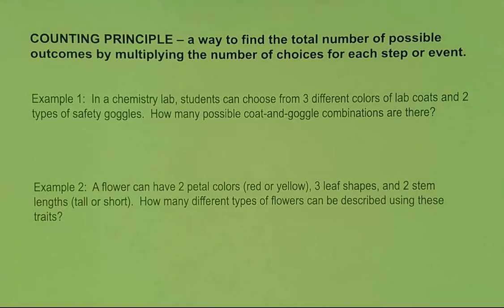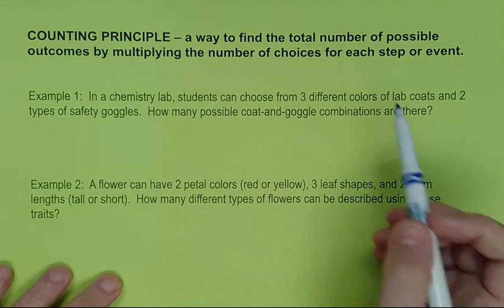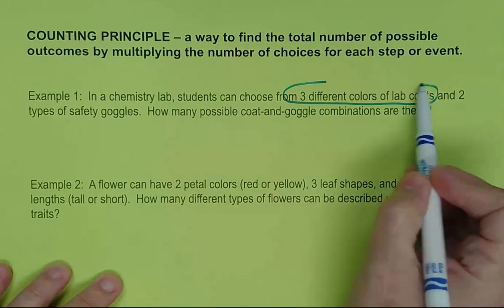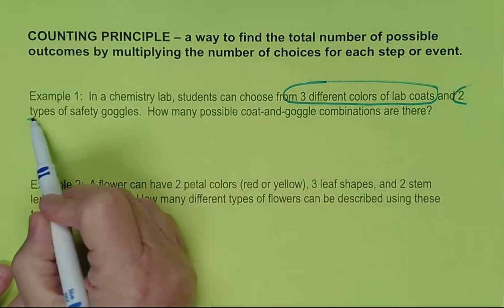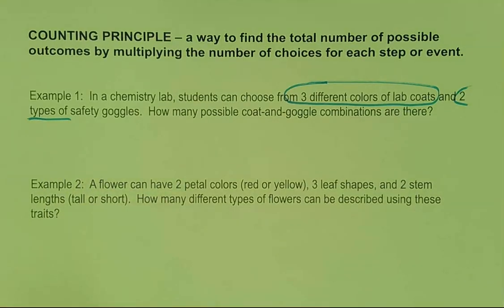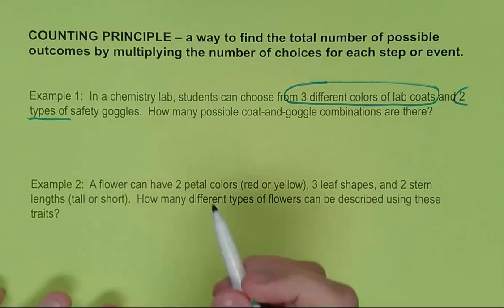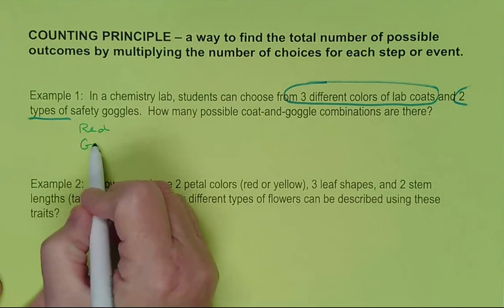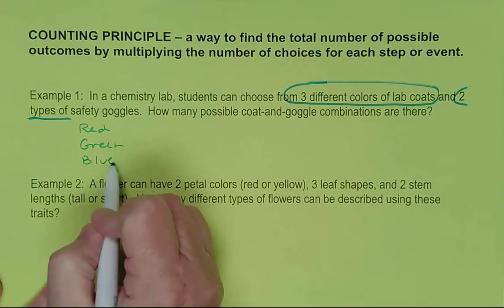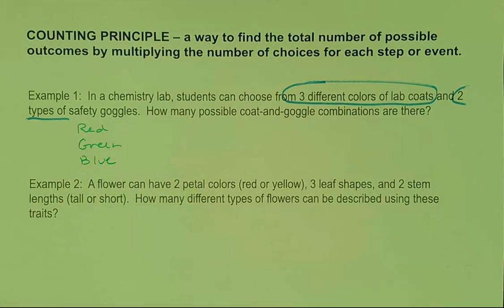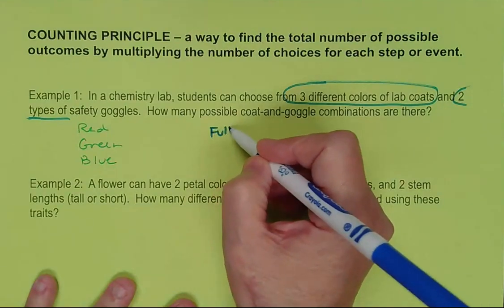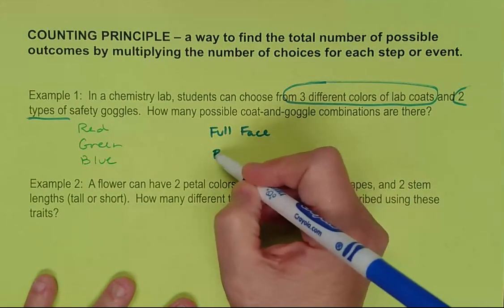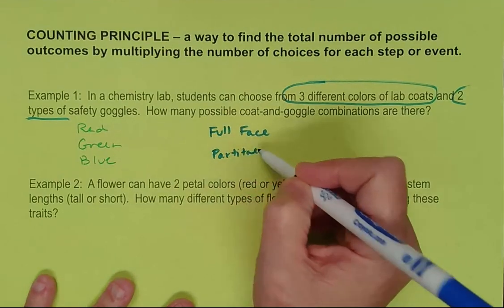So these kinds of questions are really pretty easy to get if you know how to do them. So here's the first question. In a chemistry lab, students choose from 3 different colors of lab coats and 2 different types of safety goggles. How many different possible coat and goggle combinations are there? So let me show you how we actually get this. So I'm going to say I have red, green, and blue lab coats. And I have goggles that are full face or just partial. They cover the eyes but not the whole face.